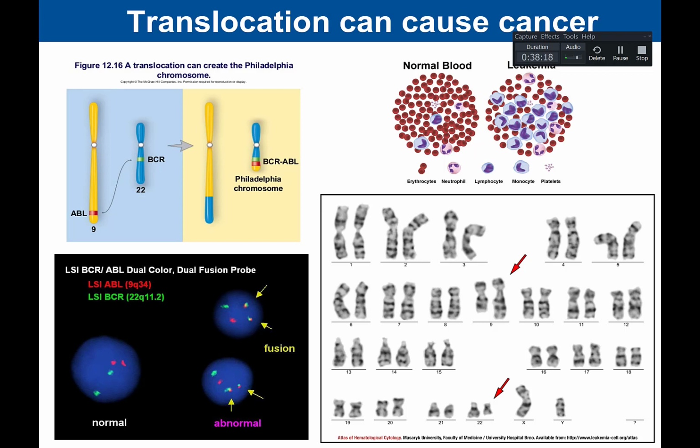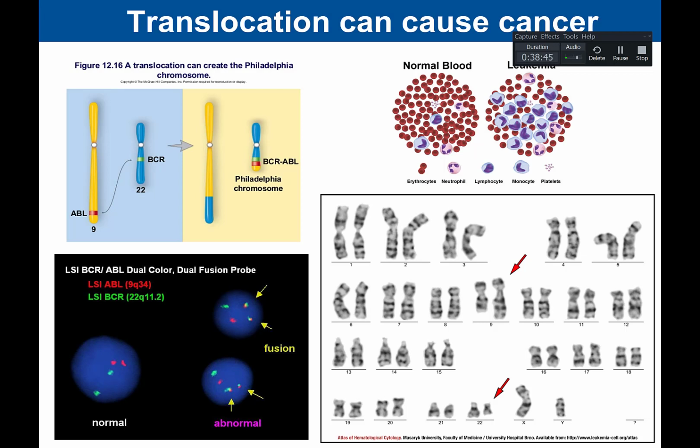So on the left, you have normal blood. On the right, you have leukemia. And in leukemia, you have these abnormal levels of these white blood cells. So notice there's a lot more white blood cells than there should be. And so this type of cancer that goes along with the Philadelphia chromosome is called CML, chronic myeloid leukemia. It's a specialized type of leukemia.